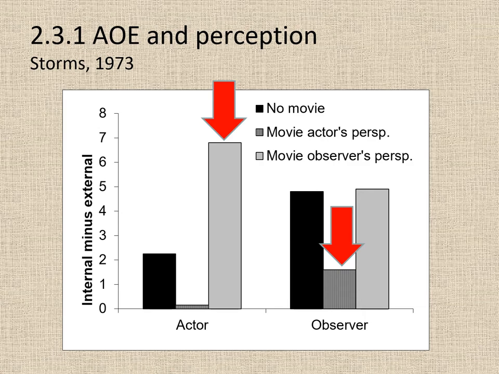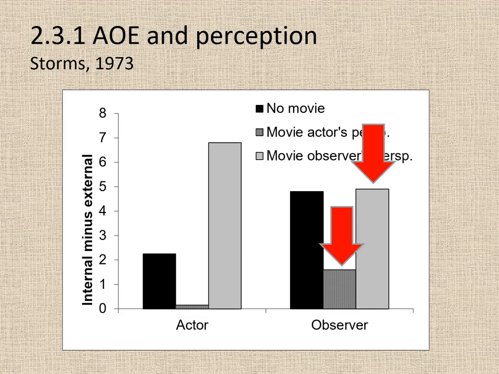And for observers, if they see a video that shows the actor's perspective, they see the same thing as the actor did in the situation. How do they explain the actor's behavior? In a similar fashion as the actor does himself. Less internal explanations. So, if I get to see what you saw in the situation, I explain your behavior in a similar way as you do yourself. If an observer gets to see the actor's point of view, then they explain the behavior in a similar way as the actor does him or herself.